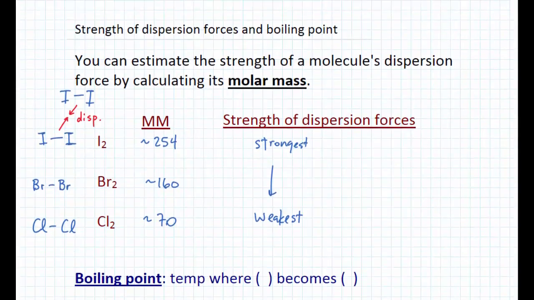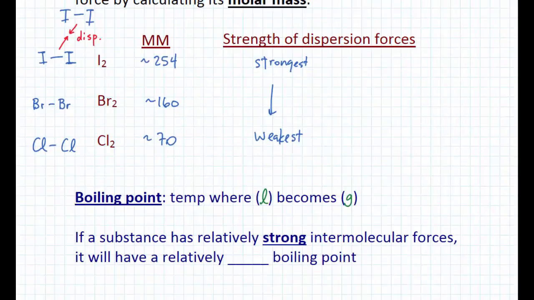We can estimate boiling points just from that. The boiling point is the temperature where a what becomes what. Okay, got that. And remember, for a liquid to become a gas, those liquid molecules have to get moving fast enough that they can pull apart from each other and fly away. So if a substance has relatively strong intermolecular forces, if those molecules are held fairly tightly close to each other, that substance would have a relatively what? Low or high boiling point?